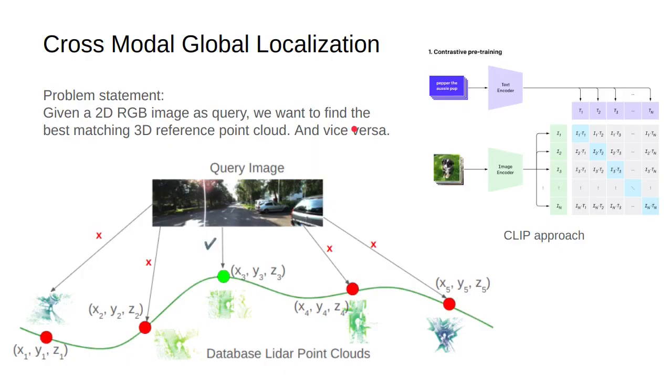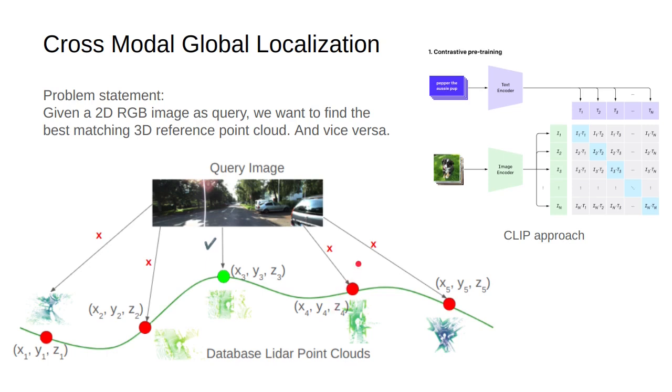We first describe the problem statement of cross-modal global localization. Given a 2D RGB image as query, we want to find the best matching 3D reference point cloud. As you can see in the figure, the best matching point cloud for our 2D query image is represented by the green dot with the corresponding LiDAR point cloud, whereas the red dots are the incorrect matches. We are also addressing the inverse problem, that is, given a 3D point cloud as query, finding the best matching 2D RGB image.